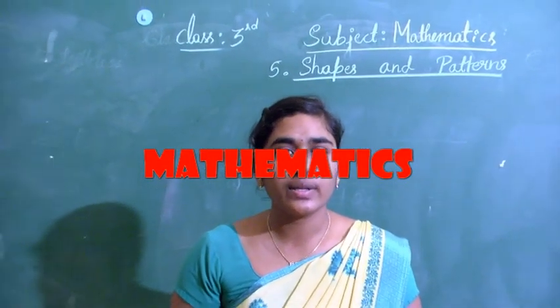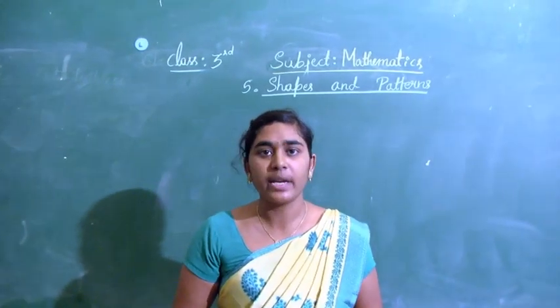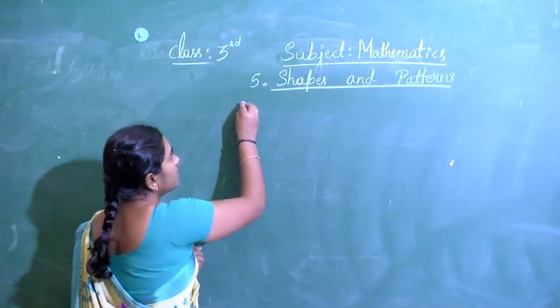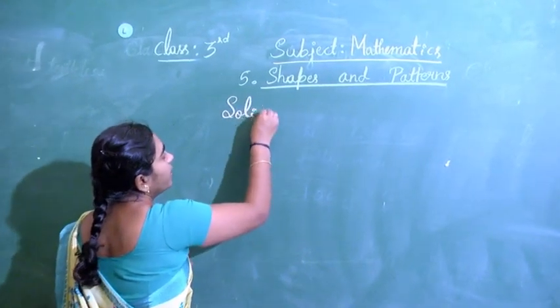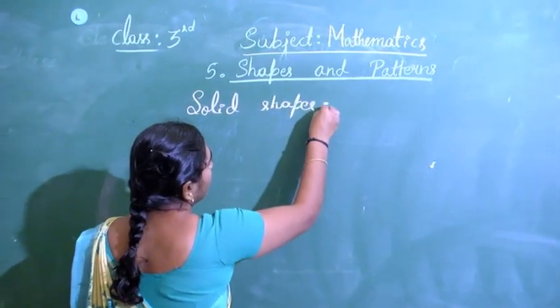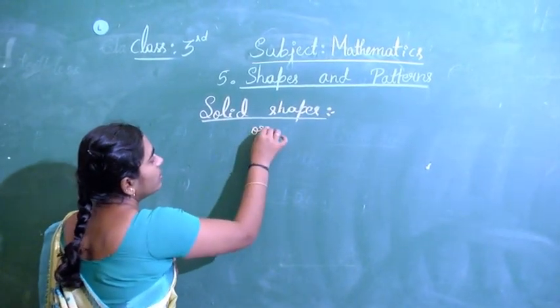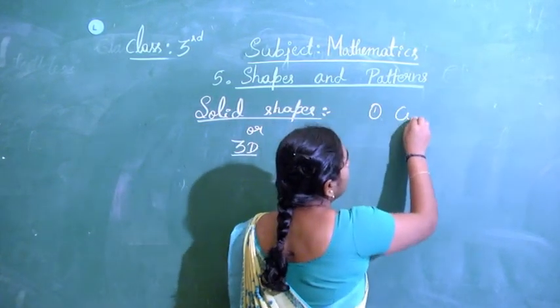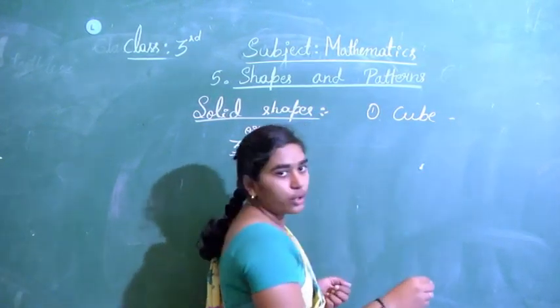In the last class we were studying about the solid shapes, right? Which of the solid shapes we have written in the class? The first solid shape is a cube, right? Solid shapes are also called 3D shapes. First one is cube. How does the cube look like?